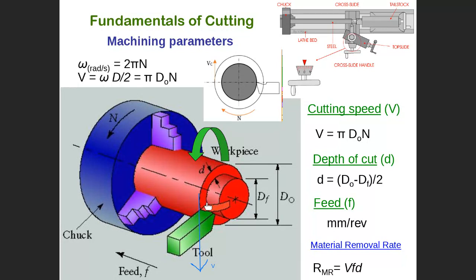Depth of cut, as I told you, happens when the tool travels in the radial direction. The tool moves in the radial direction to get the depth. The depth here is the difference between this diameter and this diameter. So it is d outer minus d final, or d initial minus d final, divided by 2, because the difference is this distance and this distance, so you divide by 2. So depth of cut is d outer minus d final divided by 2.